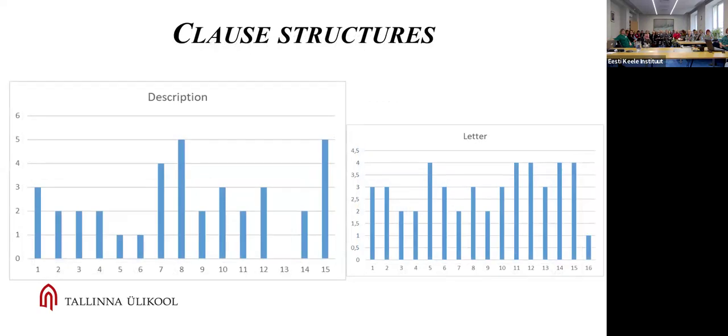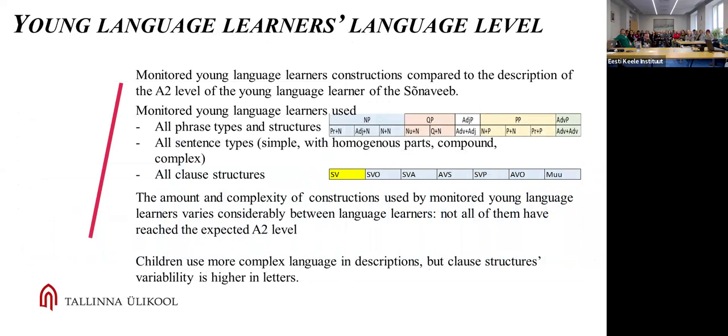And here, again, we can see by child how many clause structures were used. We compared it with the sanavib, and we can say that these children used all the phrase types and structures that are described in sanavib. So they were all present, all clause structures as well. The amount of complexity was very different in different children. One child was very good, the other less good. So we can also say that not all of them were on the A2 level when we look at the separate children. They usually use more complex language in descriptions, but clause structure variability is higher in letters.